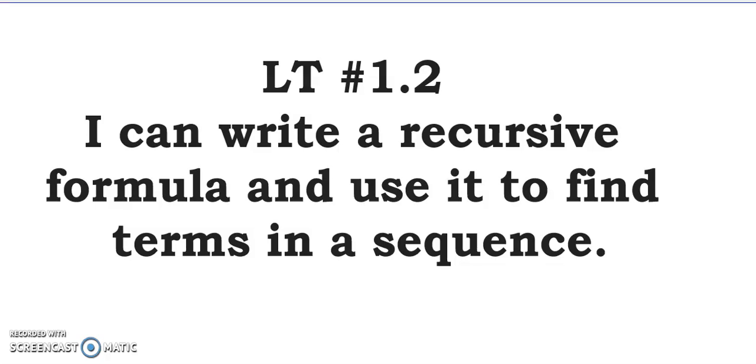Hi, welcome to Learning Target 1.2. I can write a recursive formula and use it to find terms of a sequence.